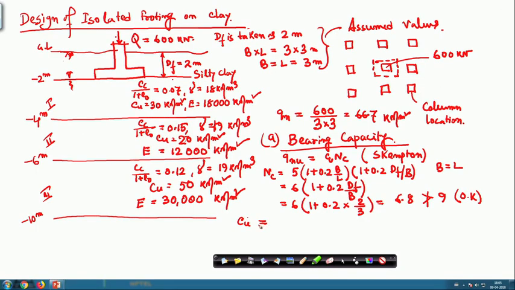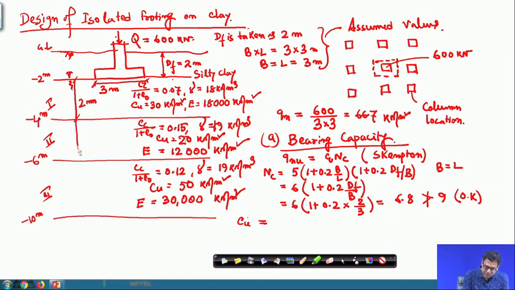Now, the Cu value we are taking is the average Cu value, because here it is a three-layer soil system. For the bearing, the influence zone will be 3 meter. The first layer thickness below the base of the foundation is 2 meter, and this is also 2 meter, but our influence zone is up to 3 meter only.